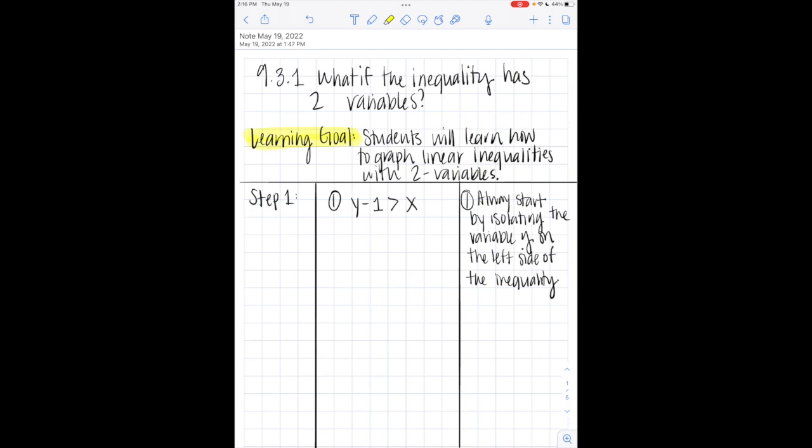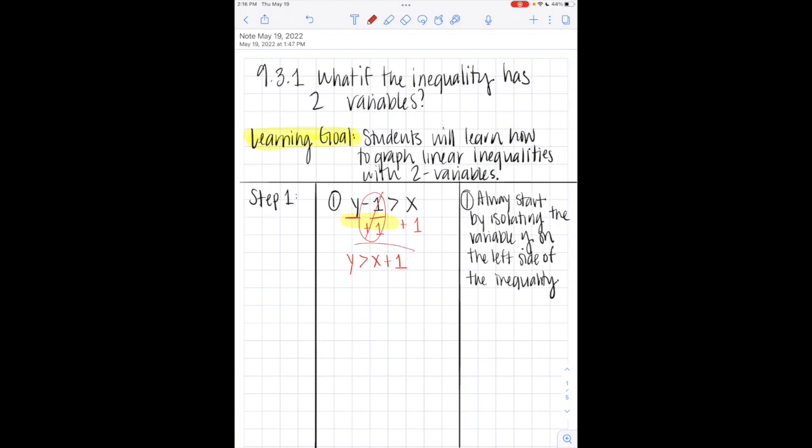The left side means this side. This is the left side of the inequality. That means that according to this step, I have to leave y by itself. So that means I have to move this -1 to the other side. So I'm gonna do that like I normally do with an equal. When we have equal signs, I'm going to add 1 to both sides. Again, I'm adding 1 because that way this can cancel. And now I have y is greater than x plus 1. And now the y is isolated, so I'm done with step 1.